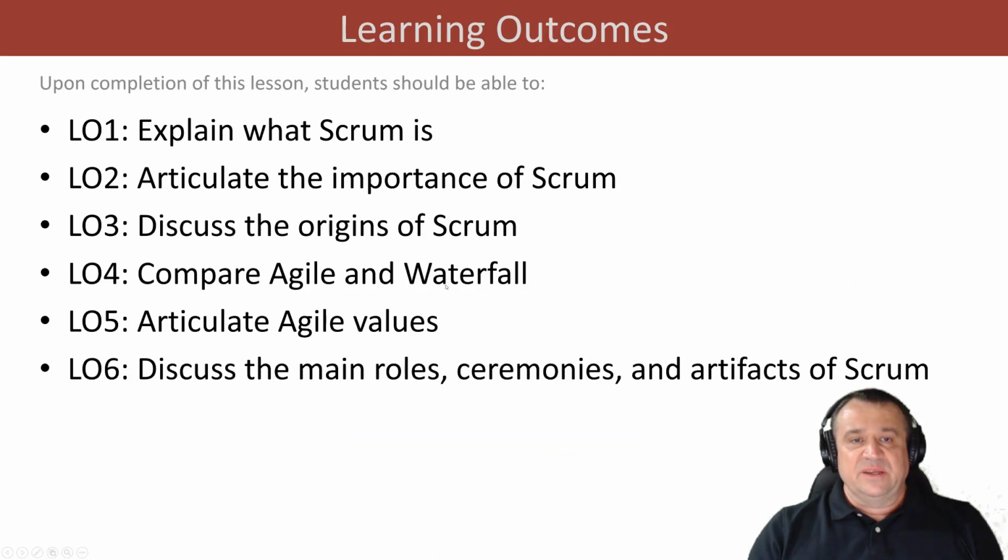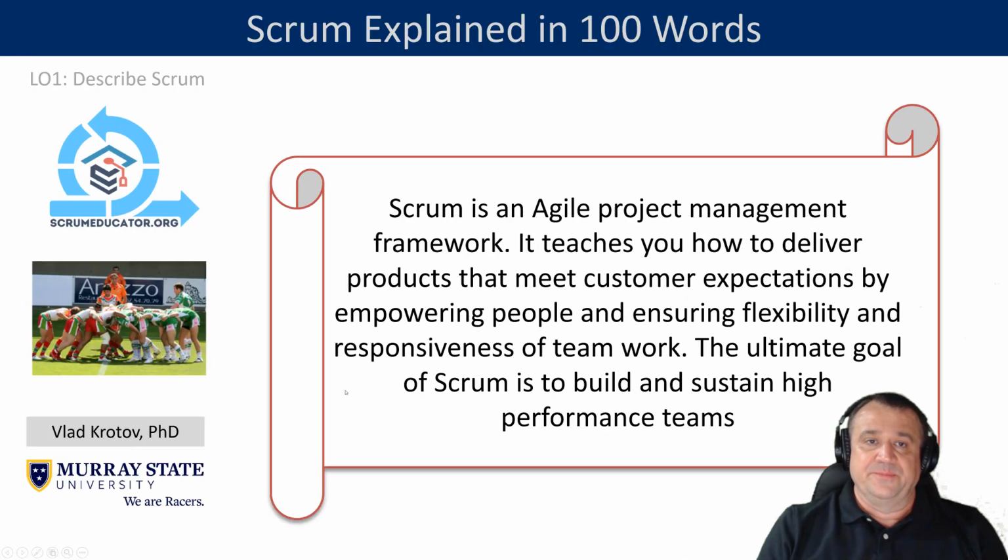Now, specifically, after completing this lesson, you should be able to explain what Scrum is, articulate the importance of Scrum, why Scrum is useful, and discuss the origins of Scrum, where this methodology came from. Also, you should be able to compare and contrast Agile and Waterfall approaches to project management. You should also be able to articulate Agile values, meaning the things that Agile practitioners believe to be true, and also discuss the main roles, ceremonies, and artifacts of Scrum, meaning you should be able to understand and explain what this framework is all about and what the main elements of this framework are.